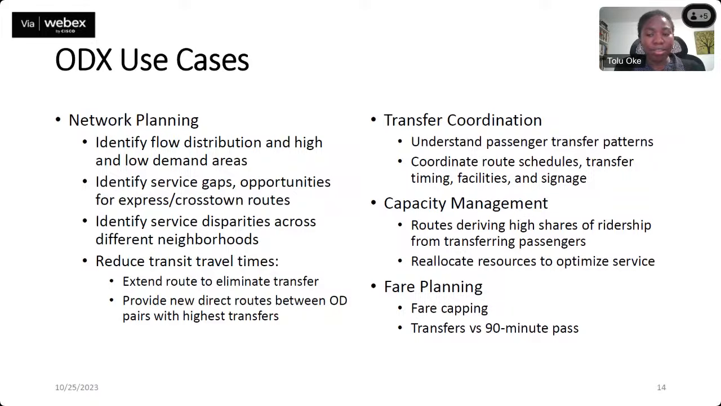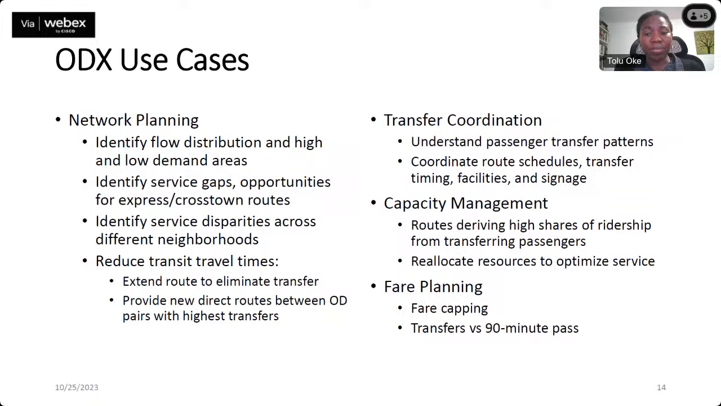We're using it to identify service disparities across different neighborhoods. And all of this PVTA is using to reduce travel times for our riders, to extend routes, to eliminate transfers where necessary, and to provide new direct routes between OD pairs that we are seeing have high transfer volumes. We're also using the data to coordinate transfers.